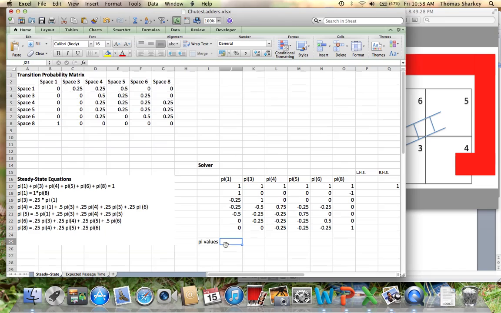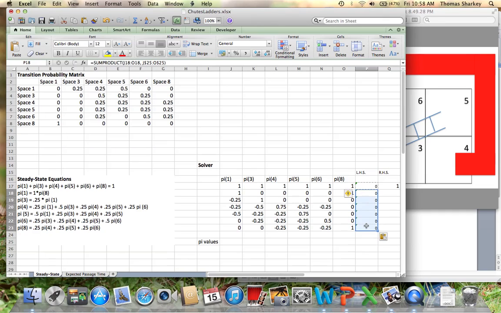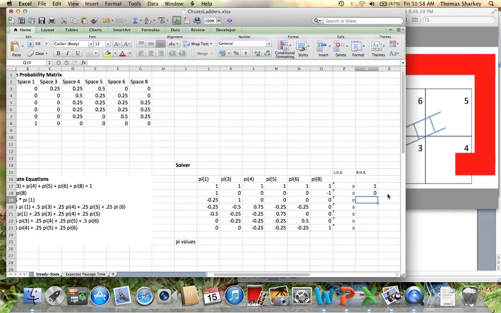So our pi values will be here. What we're going to do is create our sum products to get the correct mathematical expressions for our pi's. We'll take the sum product of each row with the pi entries, and just so that we can copy and paste, we'll put the dollar signs here, then copy and paste this down to all entries, and then plug in the right-hand sides. All the right-hand sides will be 0 for the equations dealing with the steady state for a particular state.